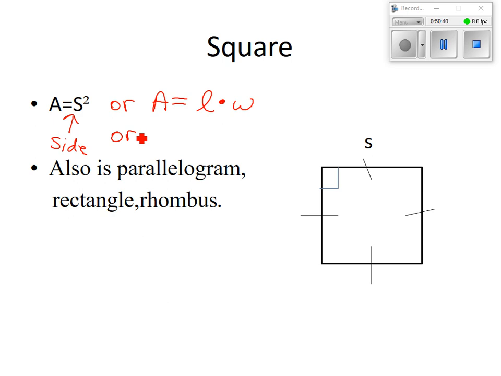Parallelogram. Anybody remember the formula for area of a parallelogram? Think about that. If not, then we'll get to it here in a second.